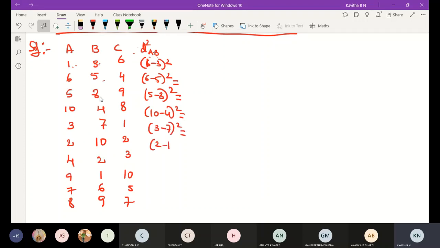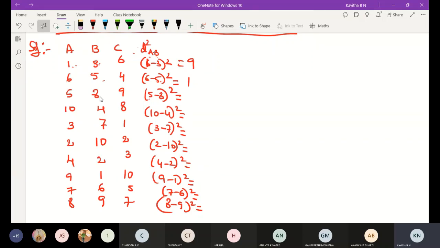Then 2 minus 10 whole square. Then 4 minus 2 whole square. Then 9 minus 1 whole square. Then 7 minus 6 whole square. Then 8 minus 9 whole square. Then do it here. 6 minus 3 is 3, square is 9. 6 minus 5 whole square is 1.